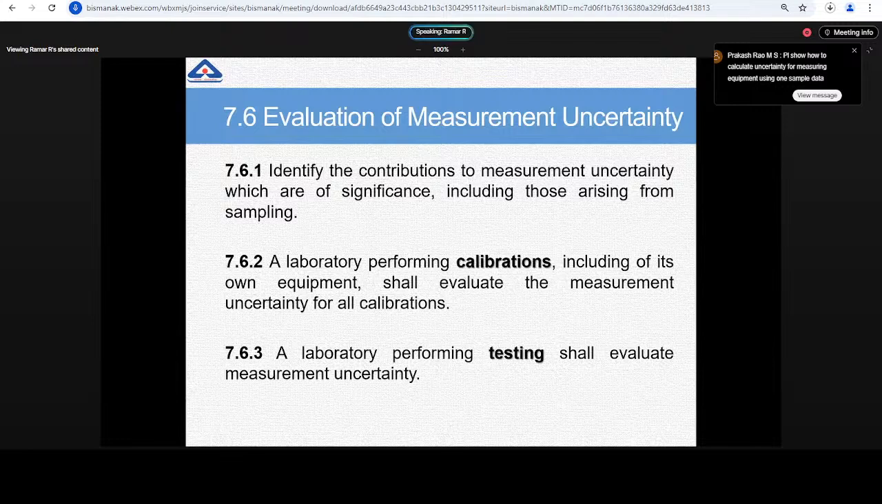Please mute, sir. Okay. Similarly to calibration activities, testing laboratories also must calculate uncertainty for the quantitative parameters, not for the qualitative parameters.